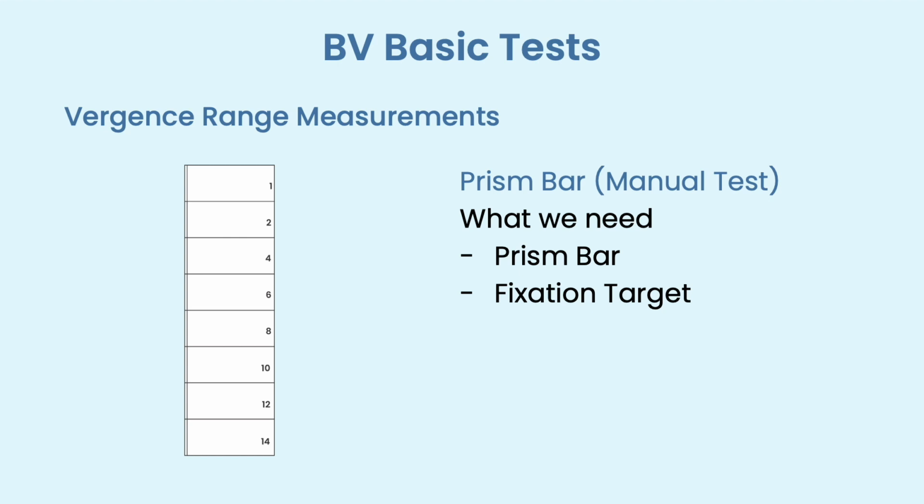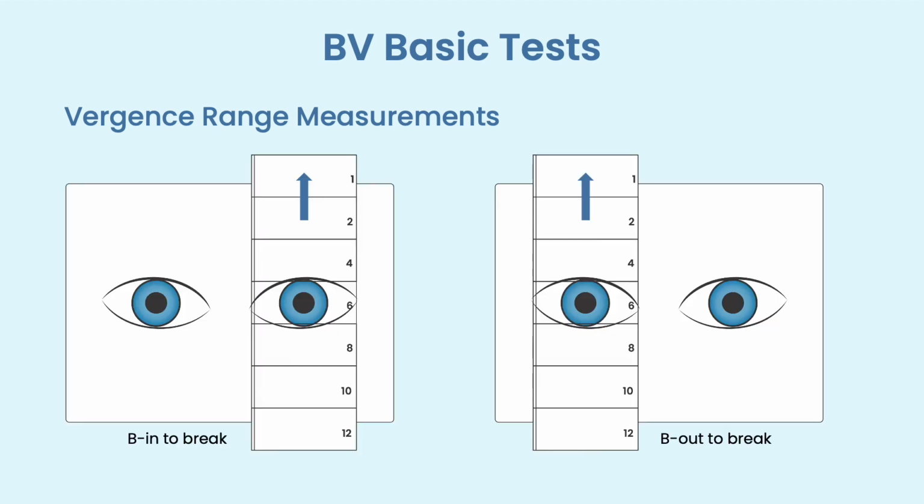Most Prism bars have the base on the left side of the bar. Thus, putting the bar in front of the patient's left eye measures divergence or base in to break, and putting it in front of the patient's right eye will measure convergence or base out to break.